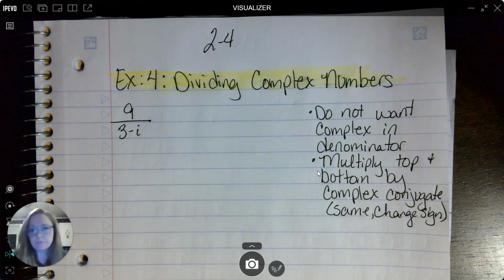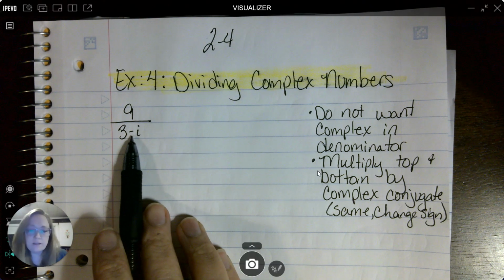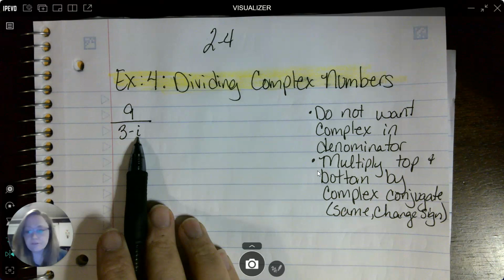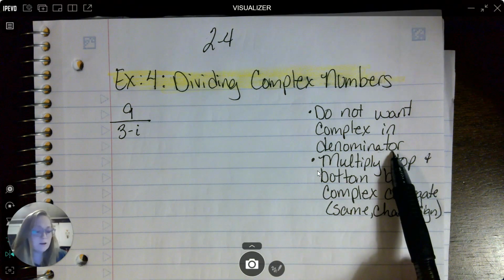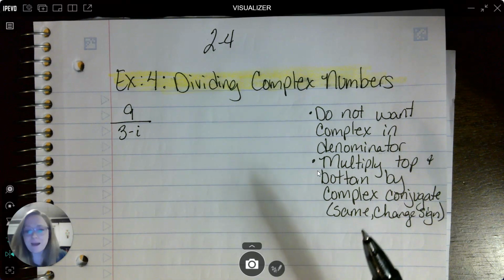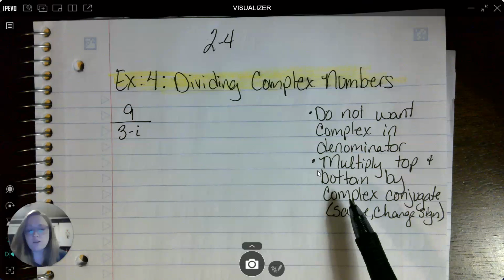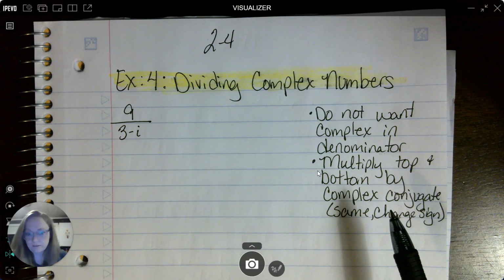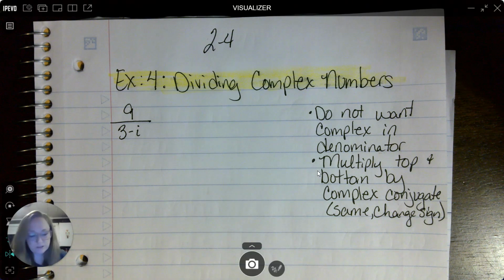Dividing complex numbers. So this is where we're going to see our complex numbers in the denominator, because every fraction is division. We do not want our complex numbers in the denominator, and how we get them out is we will be multiplying the top and the bottom by what we call the complex conjugate. Basically we're going to use the exact same terms, we're just going to change their sign.